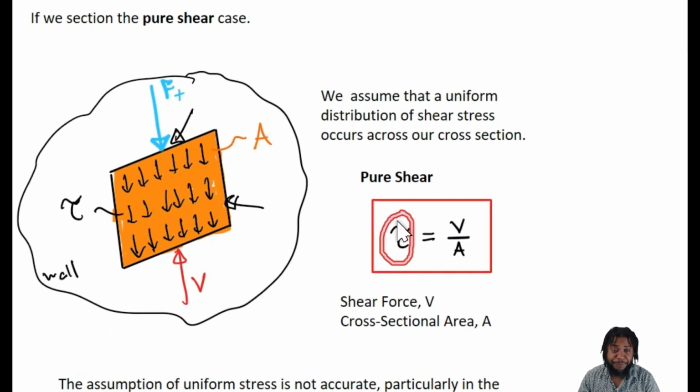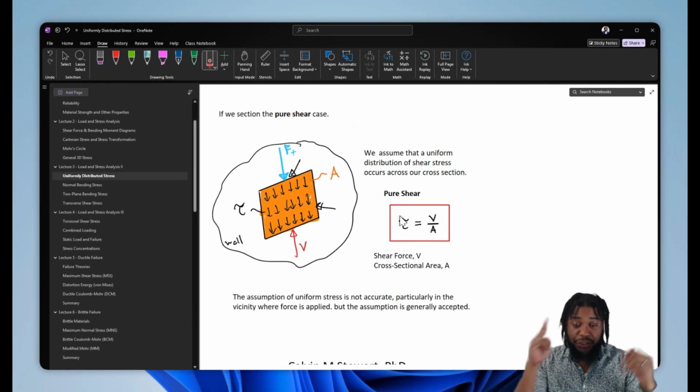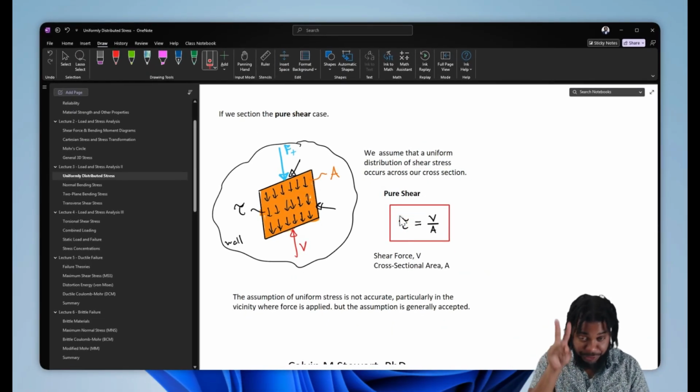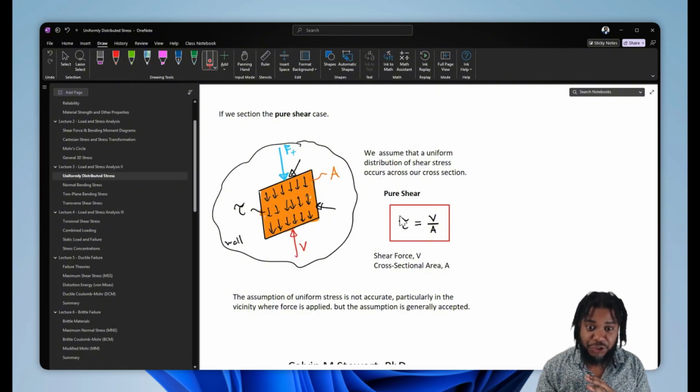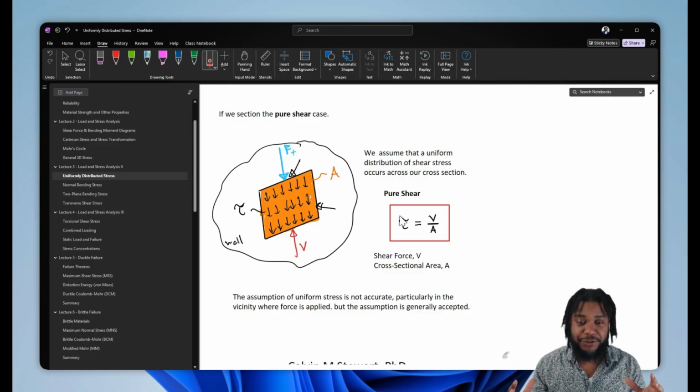So now we got the two simplest cases, uniform distributed stress, both normal stress and pure shear stress, defined. Next, we'll start to go into some more complicated equations for stress. What happens when stress isn't uniform? What happens if it's linearly distributed or radially distributed?